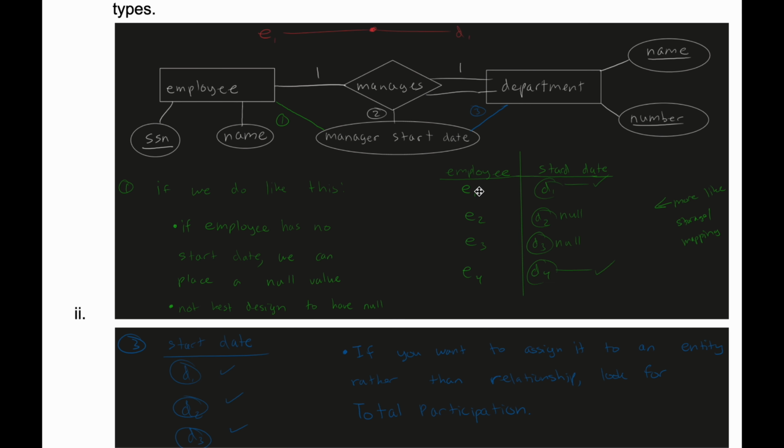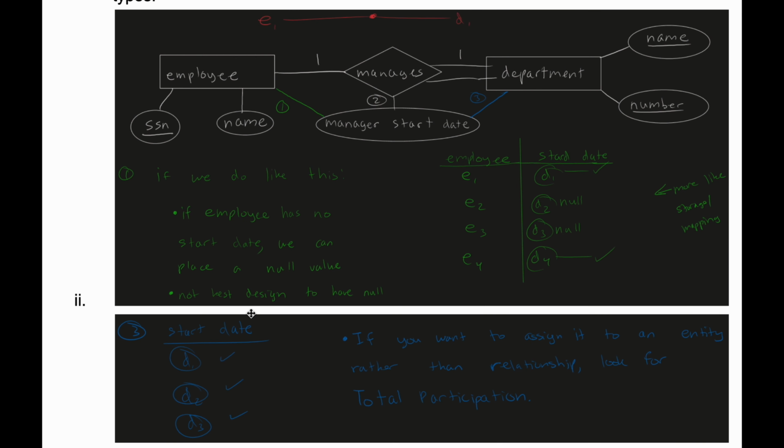So let's say we have employees E1, E2, E3, and E4. So their start dates are going to be like D1, D2, in employee 3, they don't have dates, so those are going to be null, but E4 has a date. So this is like storage or mapping, where we could store this, but we don't want these null values, so it's not best to have this.